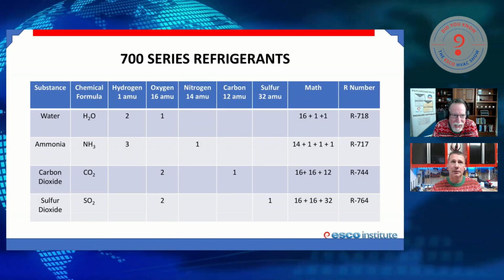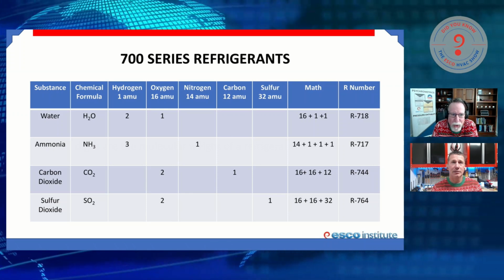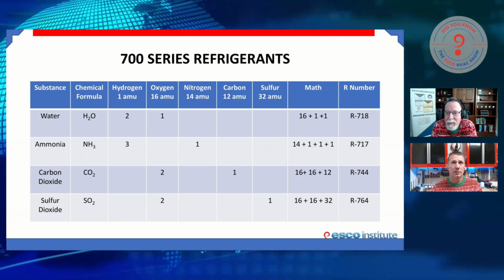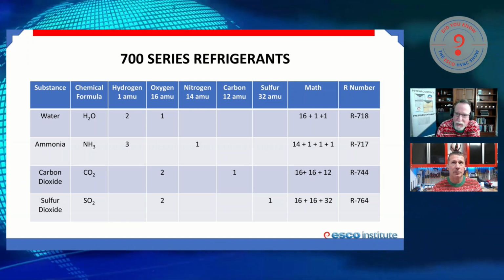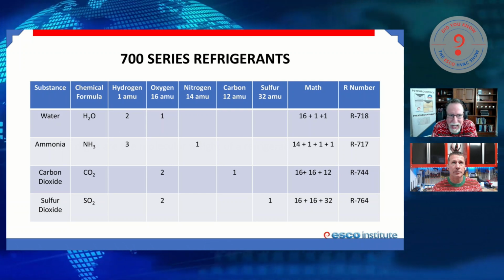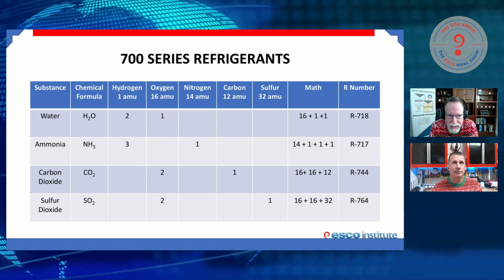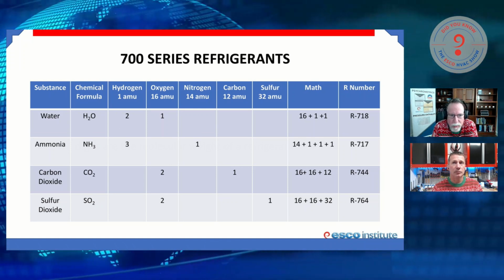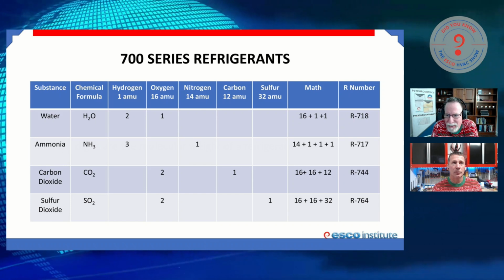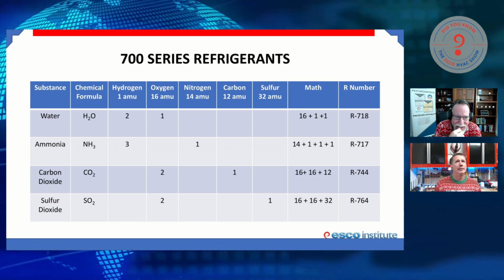Not going to get too deep into it, but take water. Water is H2O, made up of 2 hydrogen atoms and 1 oxygen atom. The weight of a hydrogen atom is 1 atomic mass unit, which is a unit of mass at the atomic level. The weight of an oxygen atom is 16 atomic mass units. So if you add 1 + 1 for the 2 hydrogens and 16 for the oxygen, you get 18. And the refrigerant number for water is R718. That is crazy. And you can do that with the inorganics.